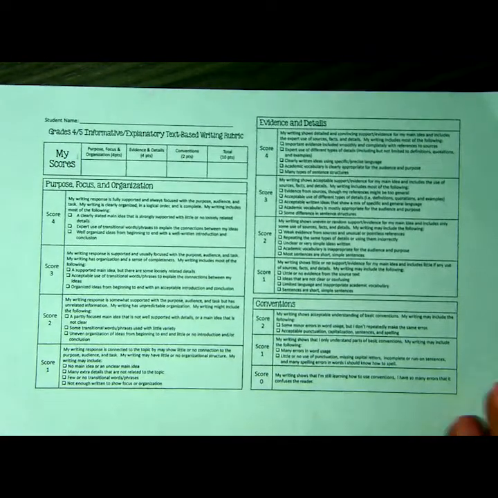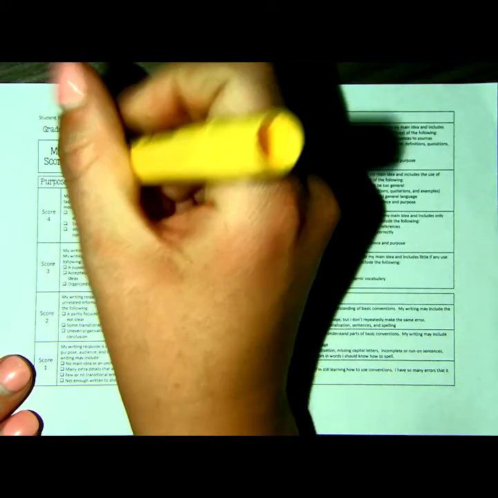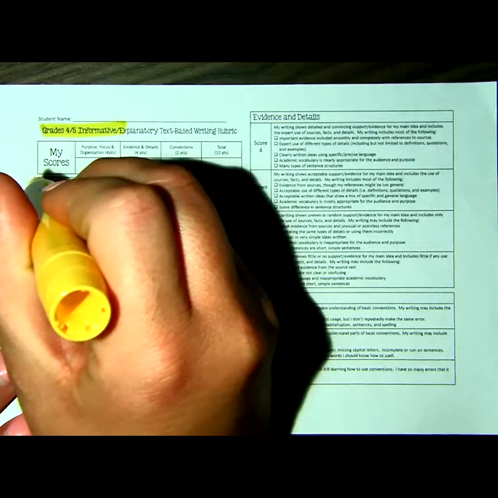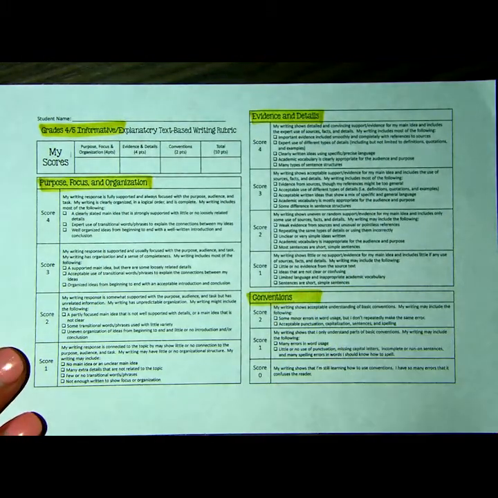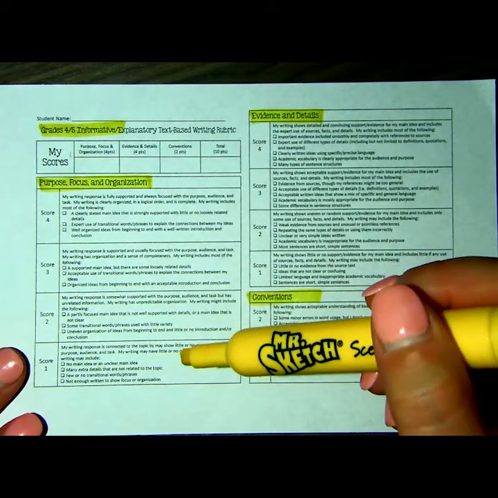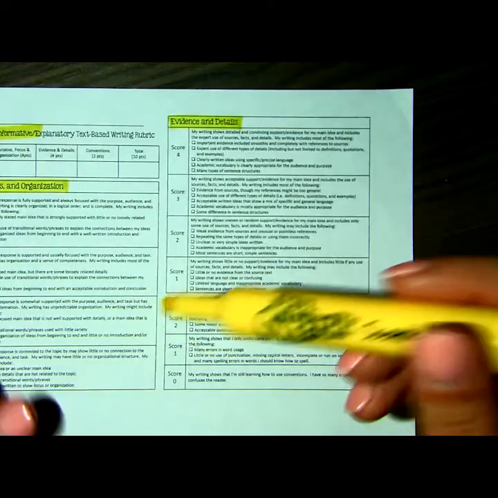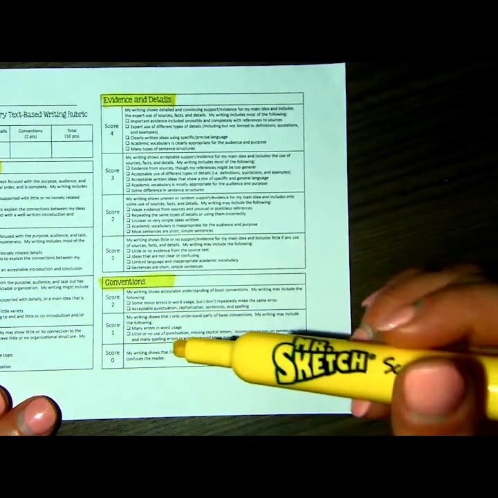So I know that I've shared this with you guys before, but this is our rubric for writing. This is the rubric that teachers use when they're scoring an informative essay in 4th and 5th grade, so it does not change. Again, we have our three areas: purpose, focus, and organization, evidence and details, and conventions. Remember, this is like your structure. Are you on topic? Does your writing have a clear beginning, middle, and end? Is it broken into paragraphs? And then conventions focuses on your punctuation, your grammar, your sentence structure.